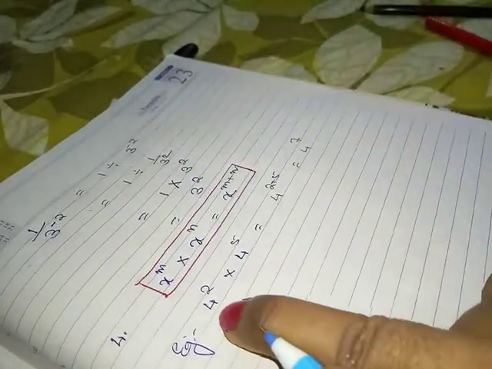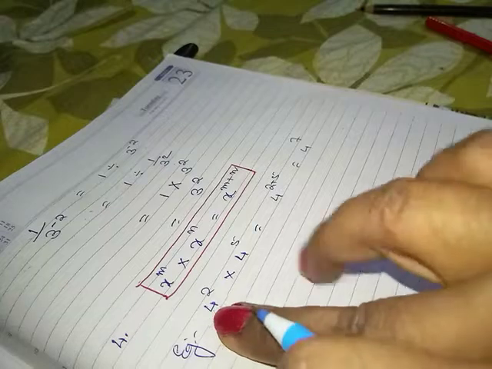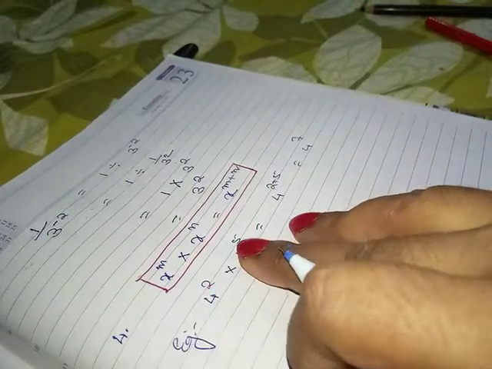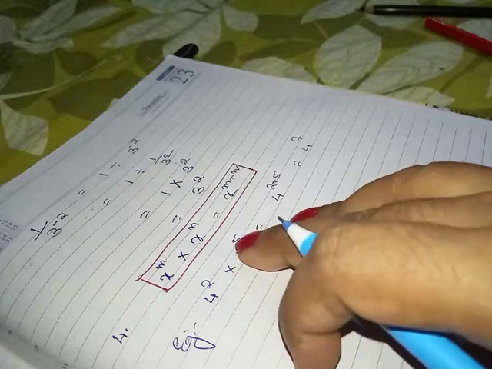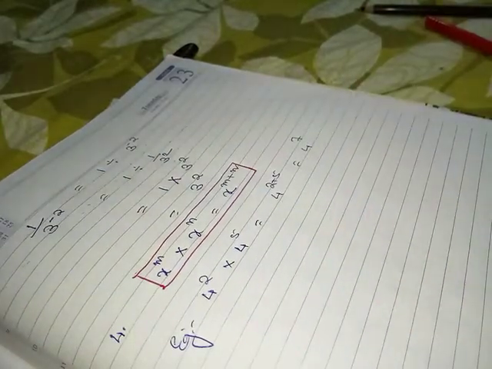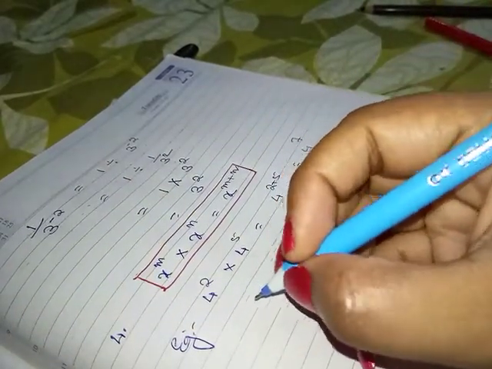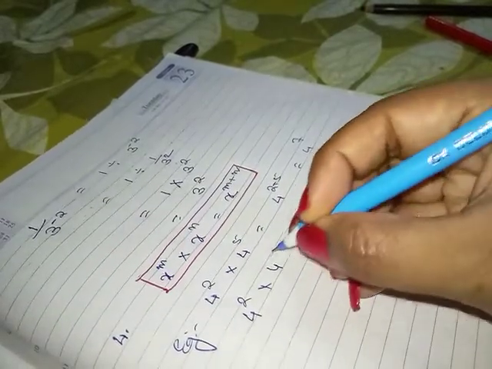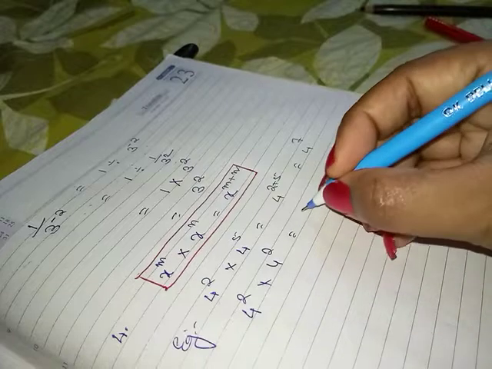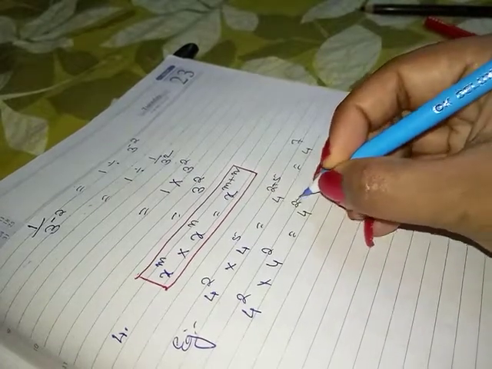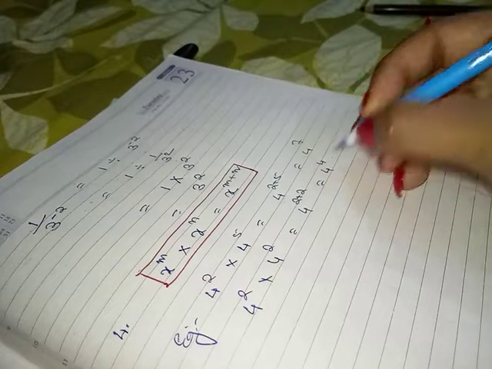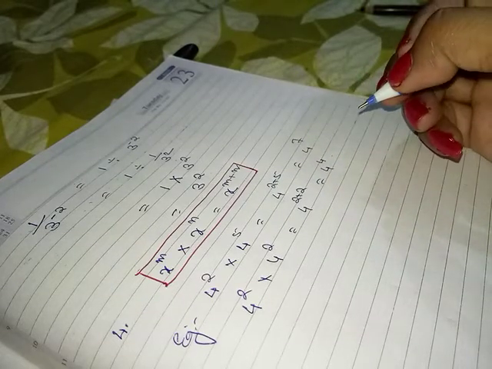Let me repeat once more. The bases need to be same. However, the exponents may or may not be same. Okay, exponents can be, you can take same exponent also, 4 to the power 2 into 4 to the power 2. Then in this case, it will be 4 to the power 2 plus 2, that is 4 to the power 4. I hope it's clear.